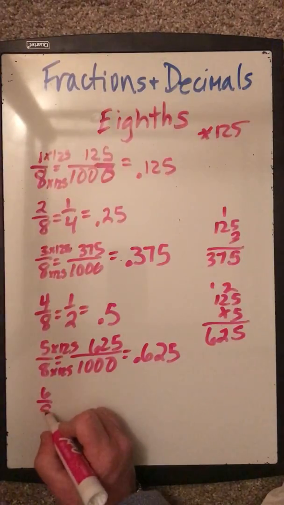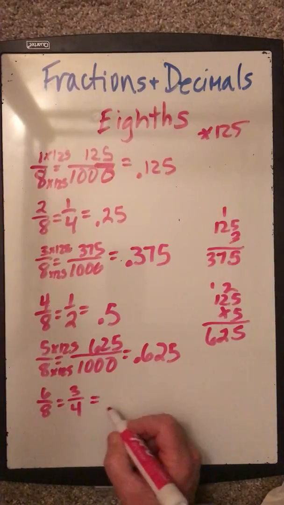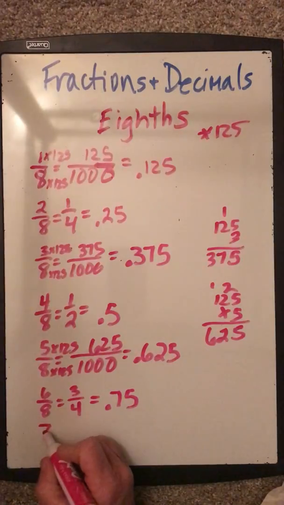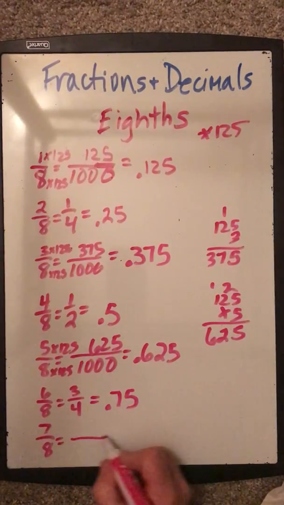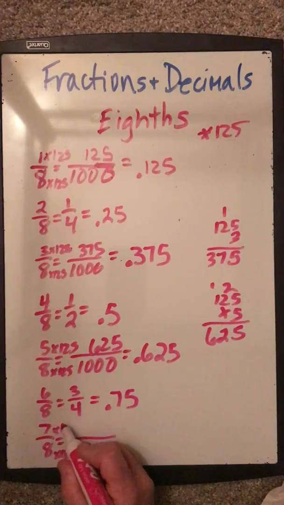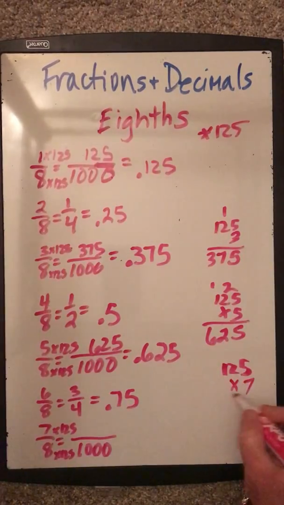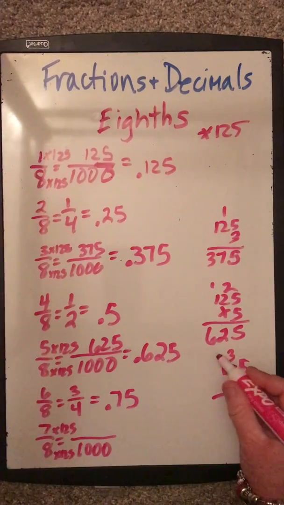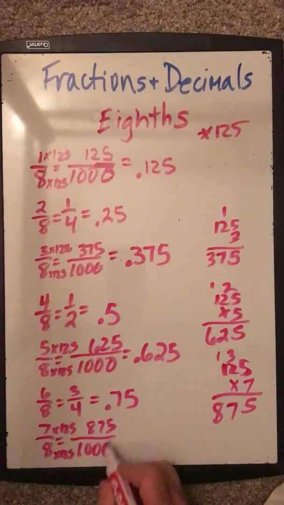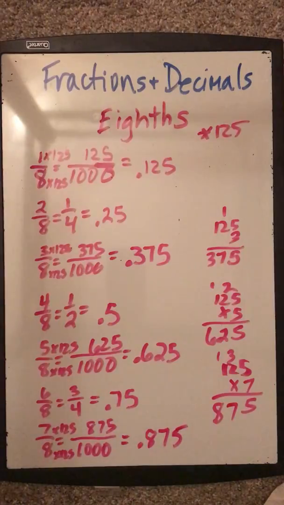Okay, 6/8. 6/8, if you simplify it, is the same as 3/4. And we know that 3/4 is 0.75. Okay, then we go to 7/8. 7/8 we are going to have to work out. 125 times 7 is 875. So it's 875 thousandths, and we write that as a decimal, 0.875.